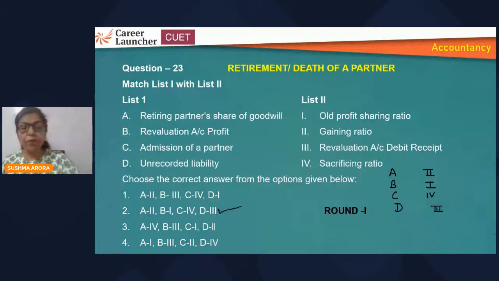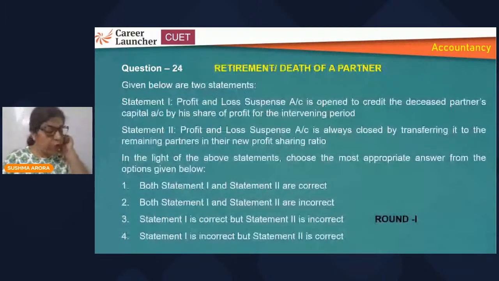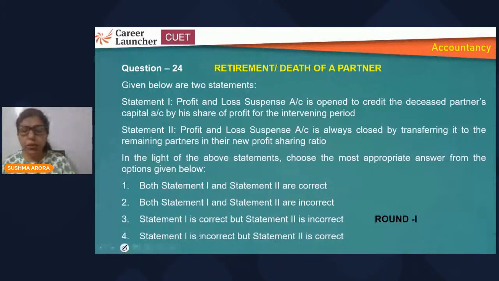Note down. Yes, Chahat, your answer is perfect. Answer 2. Now, the profit and loss suspense account is prepared at the time of credit to the deceased partner's capital. For the intervening period, it is always closed by transferring it to the remaining partners in their ratio. No. So the correct answer is statement 1 is correct, second is incorrect.